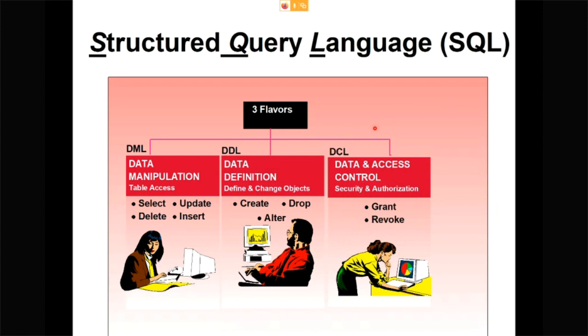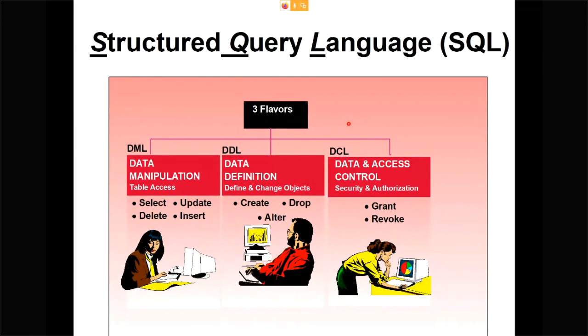To access DB2 data, you use the structured query language, or SQL. There are three types of SQL. It breaks down into three different categories. There is DML, or data manipulation language, and this is the language constructs that we use to retrieve data with select, to update data, to insert new data, or to delete existing data.